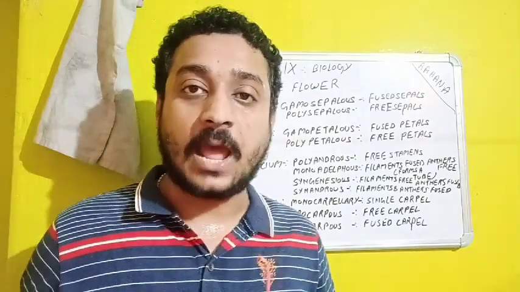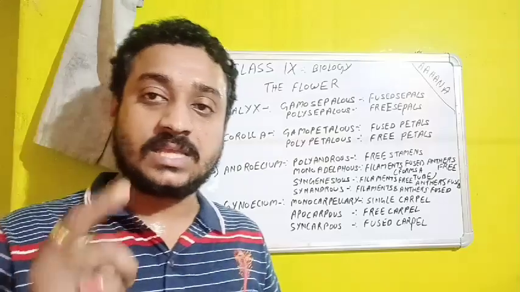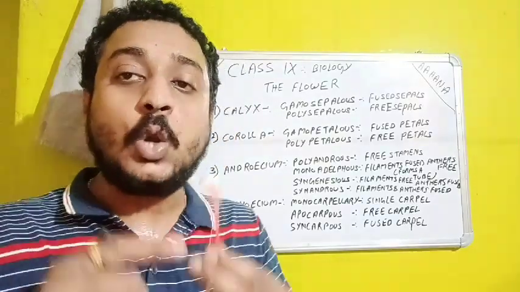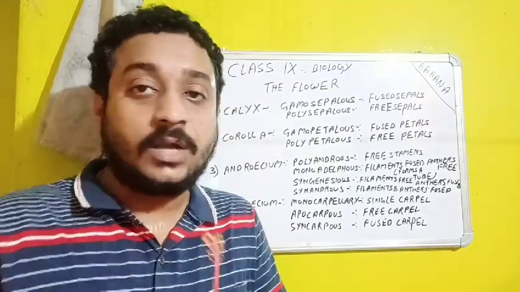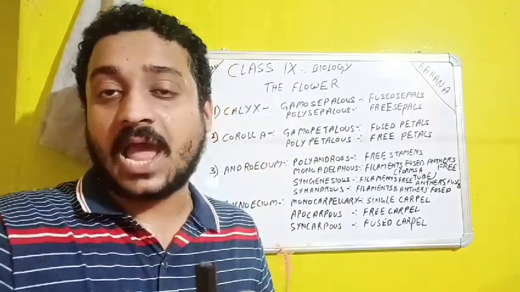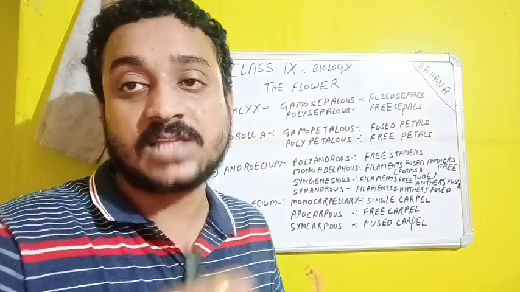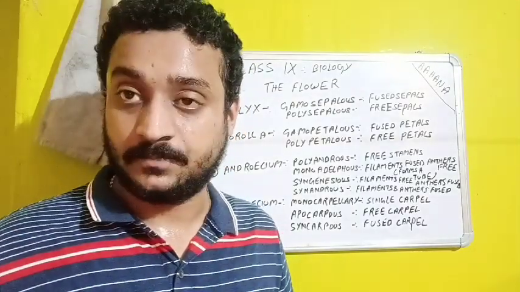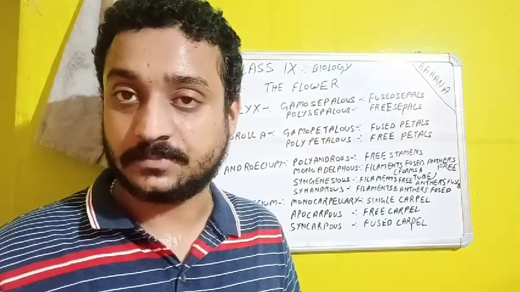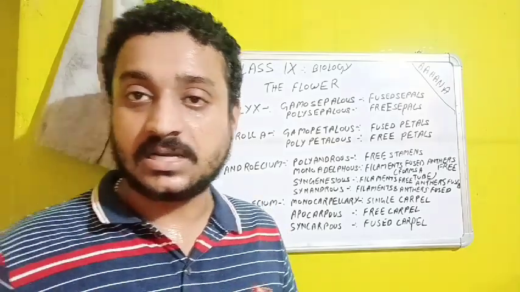In some plants, the sepals and the petals, that is the calyx and the corolla, both look alike. We cannot easily distinguish whether this is calyx or corolla. In that condition, it is known as the perianth condition. So I guess it's clear to you.